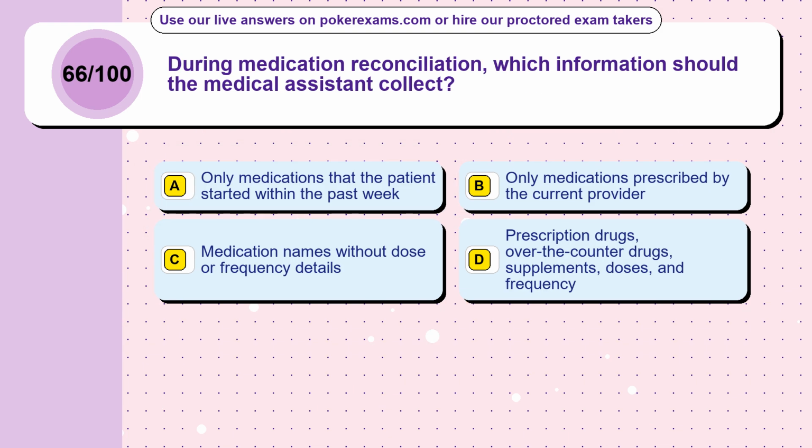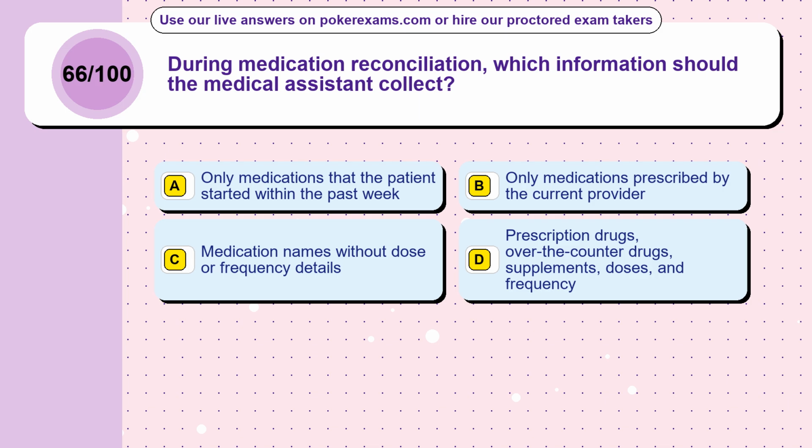Question 66. During medication reconciliation, which information should the medical assistant collect? Option A. Only medications that the patient started within the past week. Option B. Only medications prescribed by the current provider. Option C. Medication names without dose or frequency details.